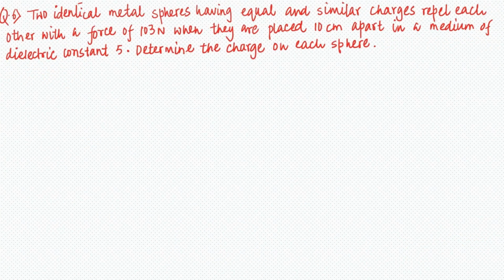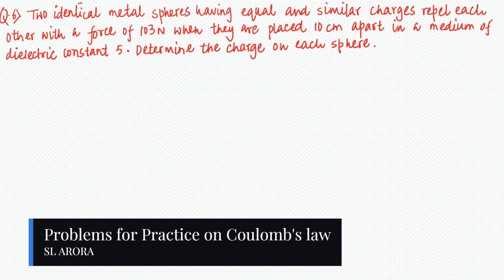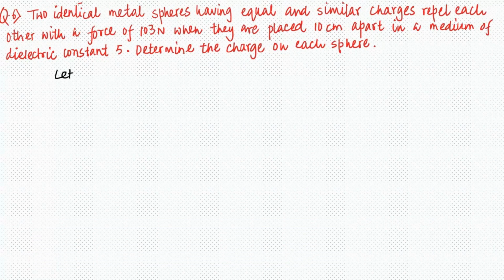Question number 6. Two identical metal spheres having equal and similar charges repel each other with a force of 10^-3 Newton when they are placed 10 cm apart in a medium of dielectric constant 5. Determine the charges on each sphere. So let us assume the charges are Q. And here the force is given, that is 10^-3 Newton.